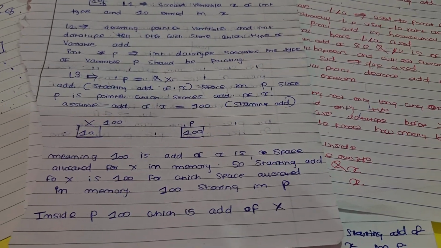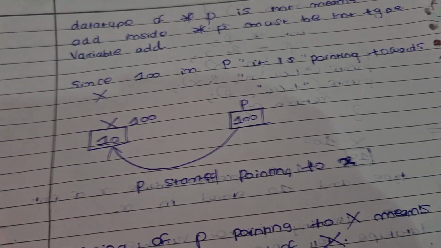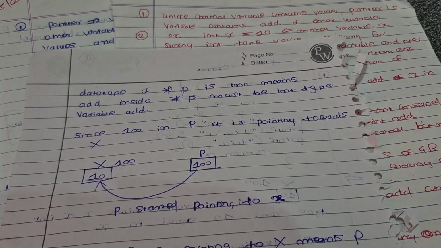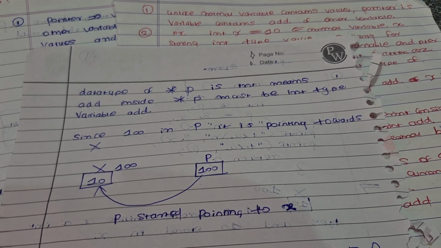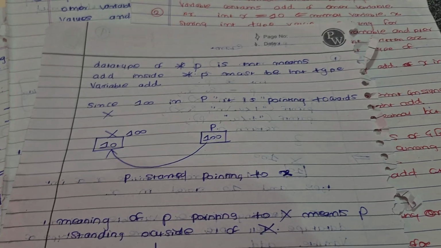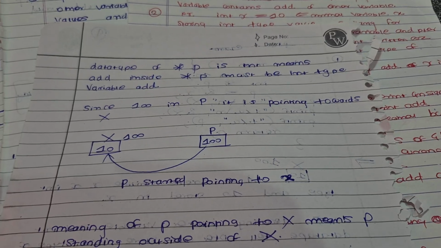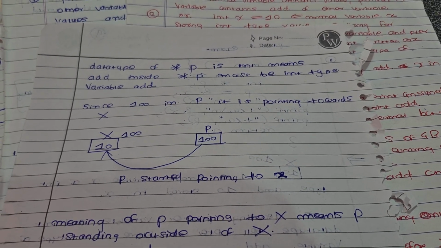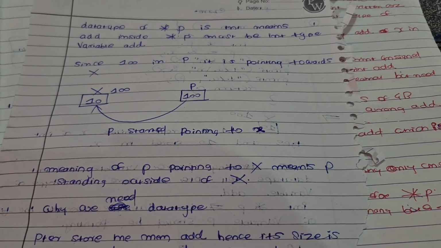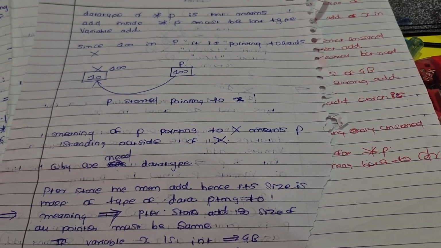So inside p is 100, which is the address of x. The data type of pointer p is int, which means the address inside pointer p must be the address of an int type variable. That's the basic meaning of int *p. Since 100 is in p, it is pointing towards x. I just explained it: pointer p is pointing to x now. That is also the meaning of p pointing to x.